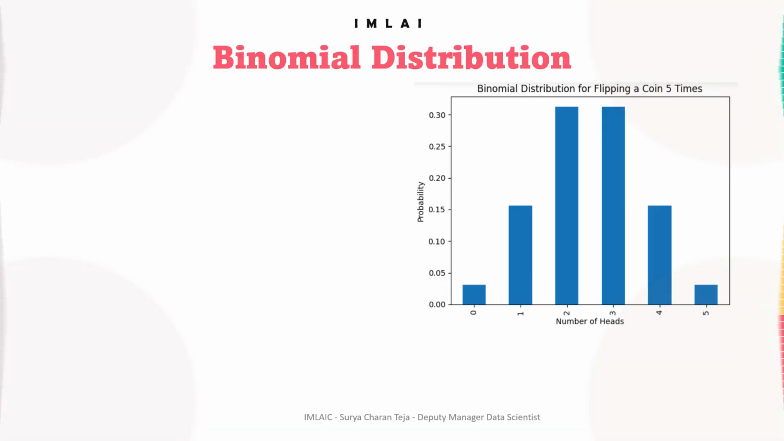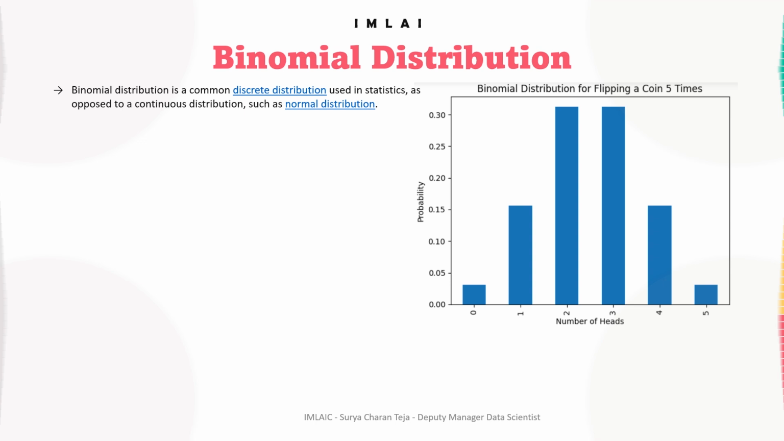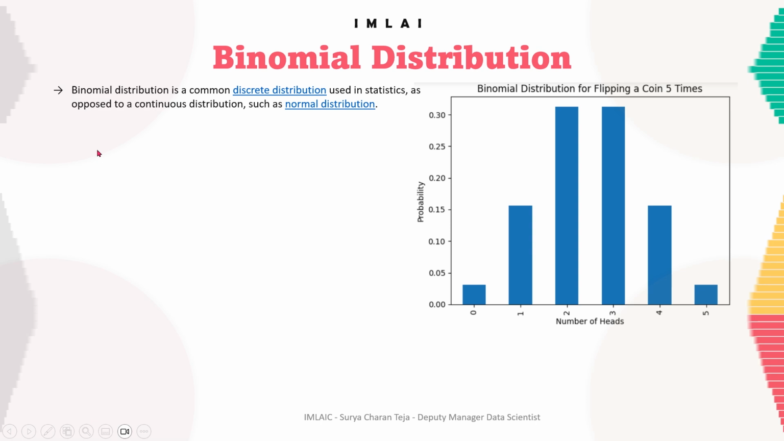Now let's get back to our work. What is the binomial distribution now that we have seen the terminology? The binomial distribution is a common discrete distribution. It's very important. The binomial distribution is a discrete distribution used in statistics, whereas the normal distribution is a continuous distribution.